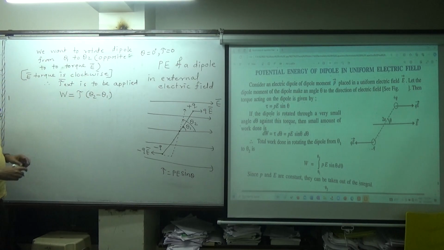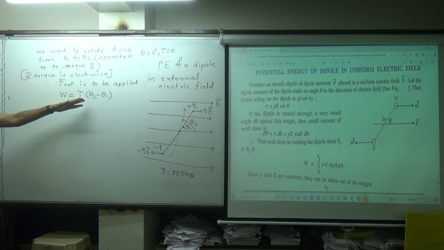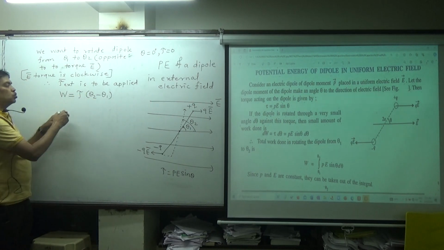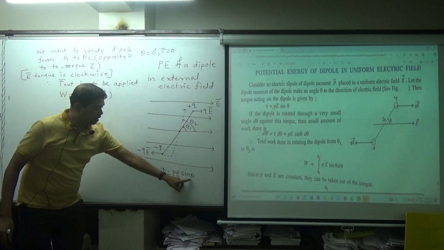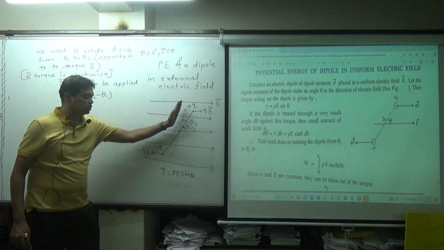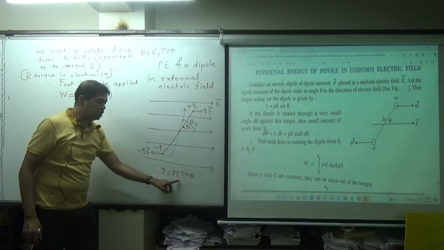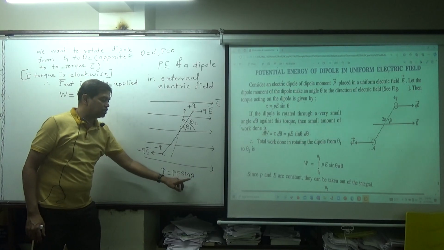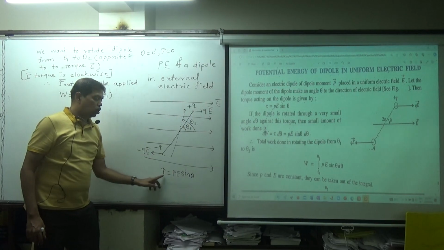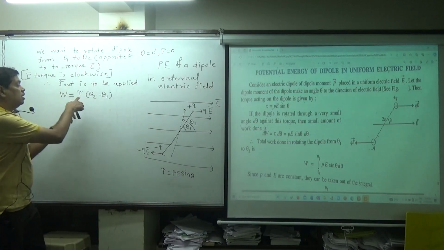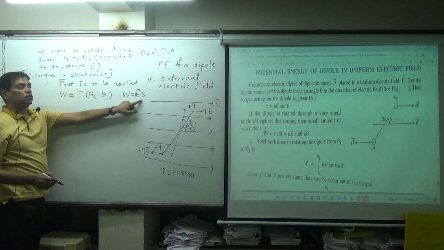This is the work. But this is not done, why? Why not? Because this will be the formula when torque is constant. But here, as you change theta, P is constant, E is constant, but sin theta is changing. So when you are rotating the dipole, torque is changing. Like W equals Fs where F is changing, it is a question of variable force.